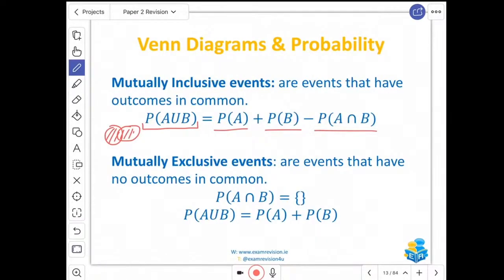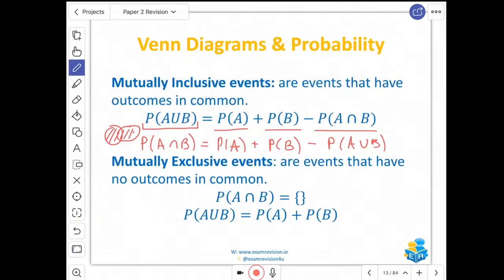And similarly, this formula can also be flipped the other way around. So we can change it to A intersection B. The probability of A intersection B equals the probability of A plus the probability of B minus the probability of A union B. All I've done there is swap the union and the intersection around. And that's a really, really useful formula to have for probability.